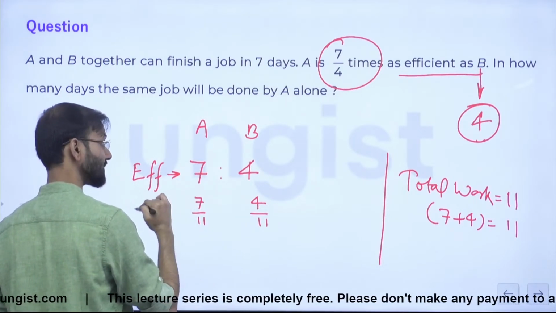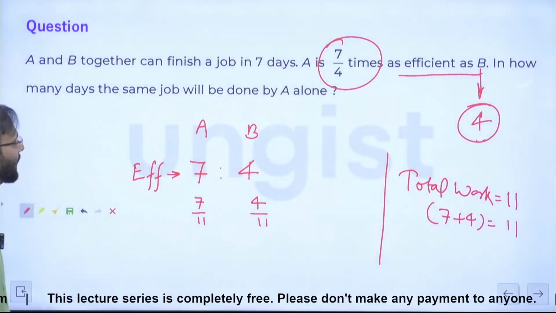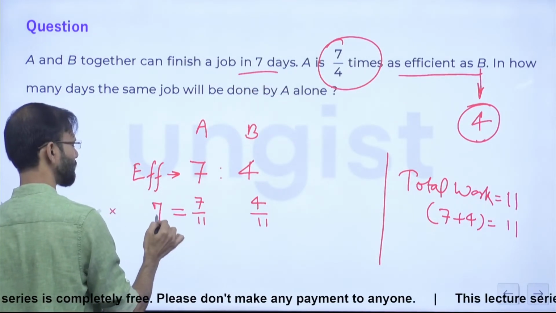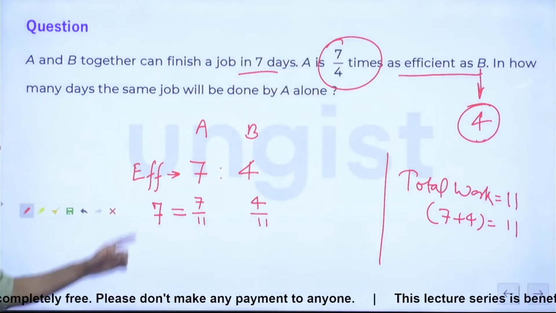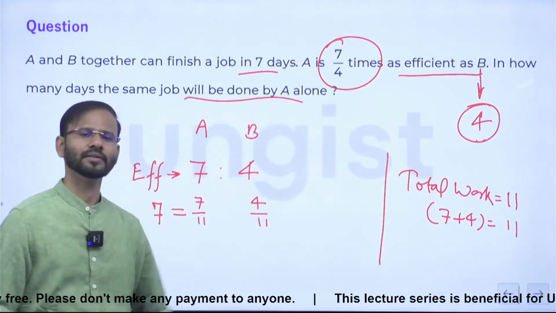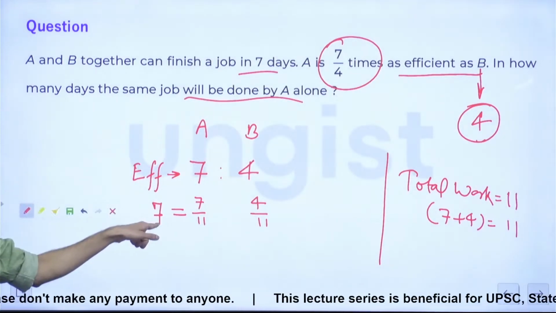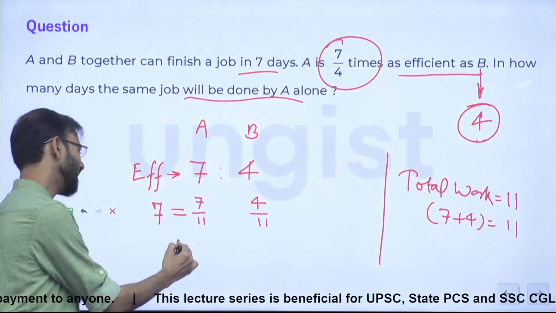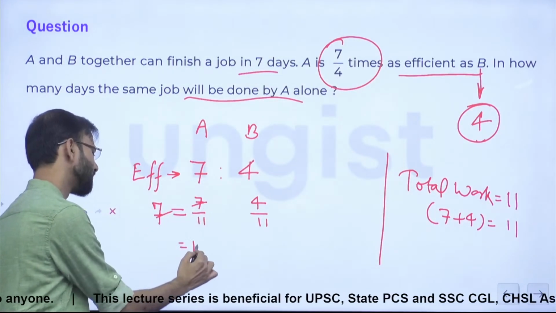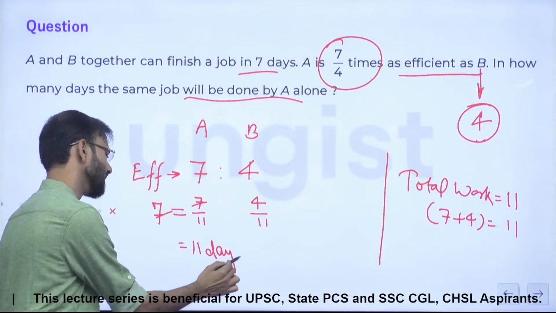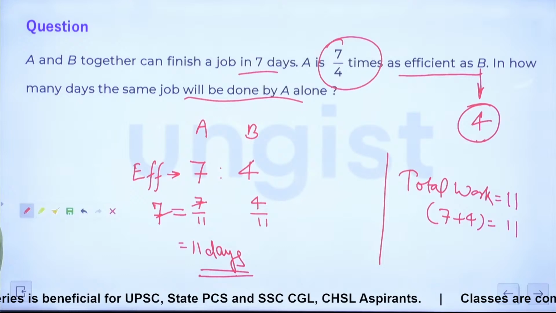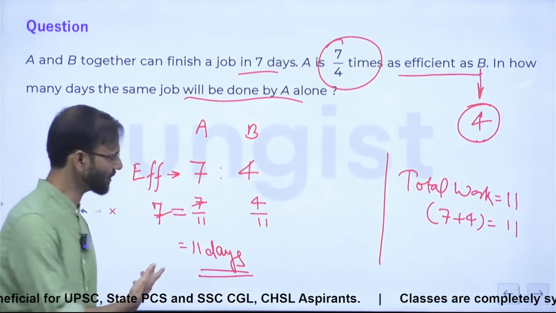In how many days, guys? In 7 days, right? The question is talking about A. So A is doing 7 by 11 in 7 days. So he can do the total work in how many days? 11 days, guys. The answer is 11 days. Everybody clear? So please note it down.